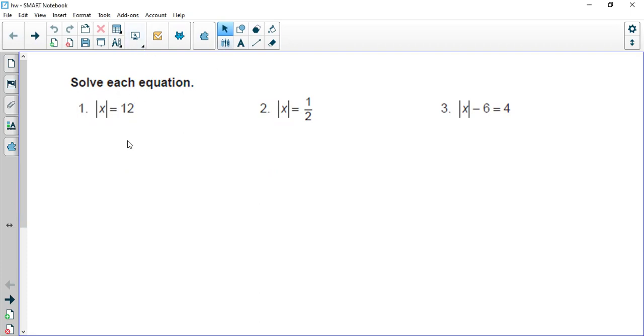It was an easy homework rather, but there were quite many questions, but they were easy questions. So let's start with question number 1. Now this is one of the easiest questions we have. The absolute value of x equals 12.